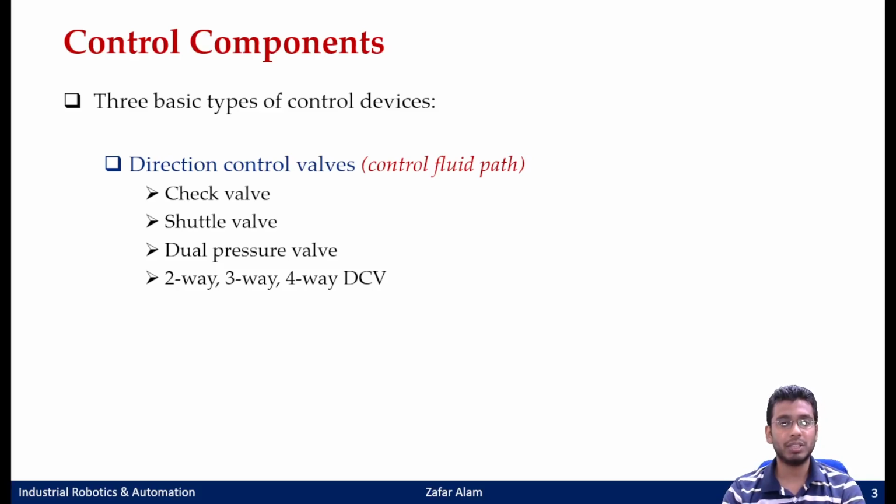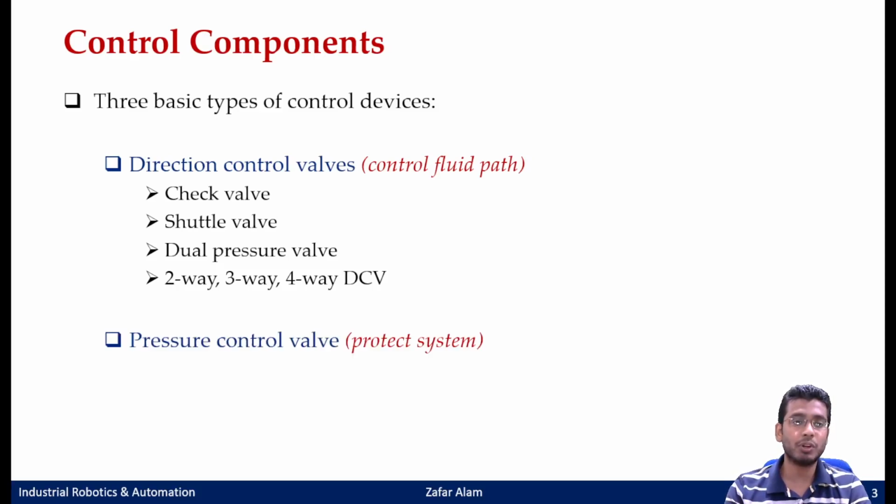If you see what the components of the DCVs are, of course all the components are not listed here, but some of the components can be your check valve, your shuttle valve. We will be discussing all these in detail. Then you have your dual pressure valves, also known as two pressure valves. Then of course your two-way, three-way and four-way DCVs. These direction control valves, as the name suggests, control the fluid path.